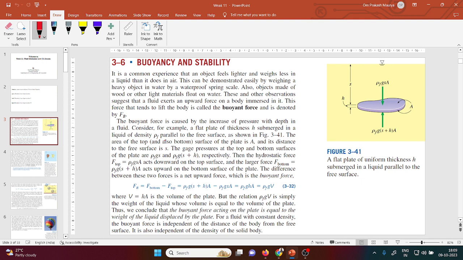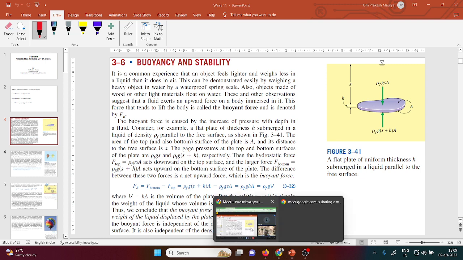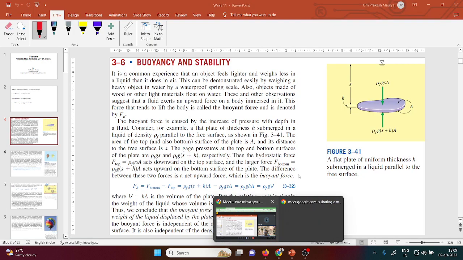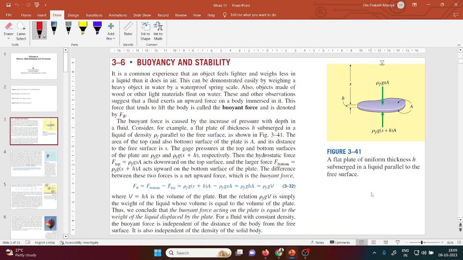So, buoyancy and stability. Basically, Pradeep, is my voice clear? Yes, sir, it is very clear. Okay. Now the slide is visible? Visible, sir. Okay. Buoyancy and stability. This one slide. Yes.